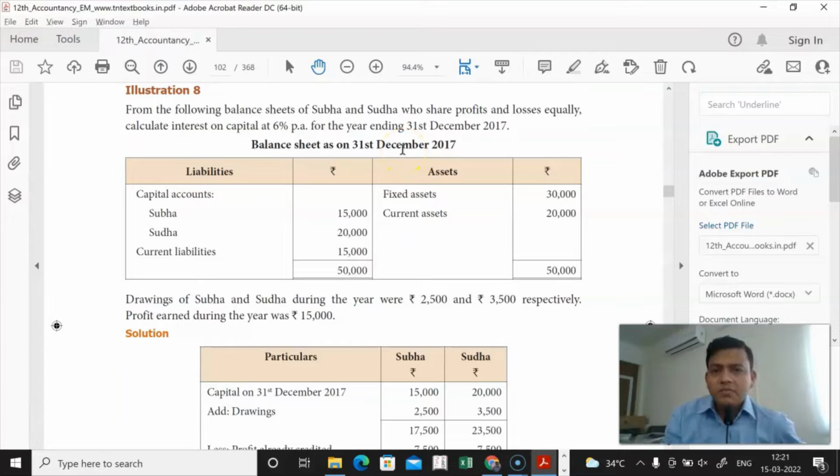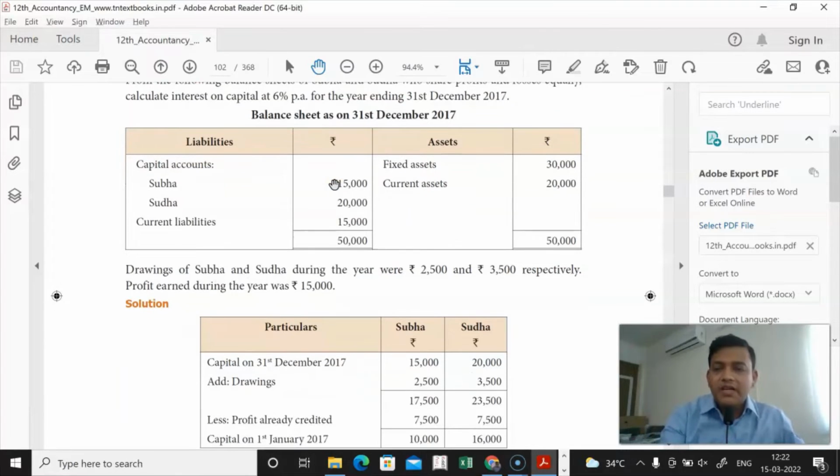So on 31st December 2017, the closing capital they have given, that is 15,000 and 20,000. It is there in the balance sheet, right? So that means this capital will have what? Profits. It will have any additional drawings, then any additional withdrawals. All these things, after adding everything or subtracting everything, only then have we arrived at the closing capital. So keeping that in mind, now the capital is going to be 15,000 and 20,000.